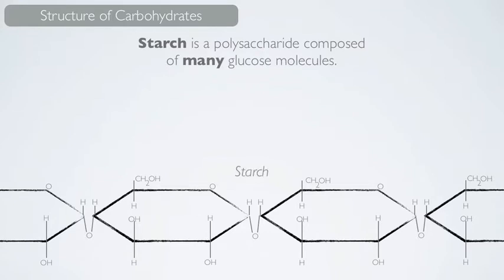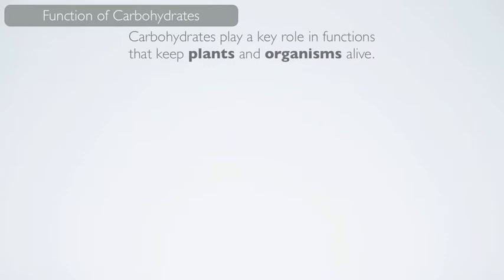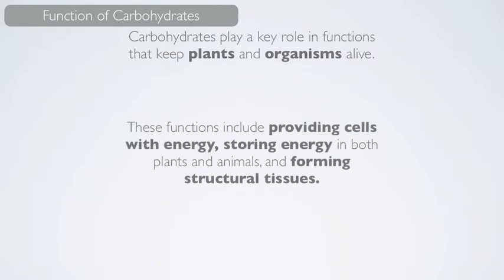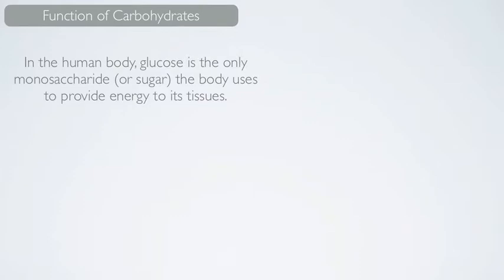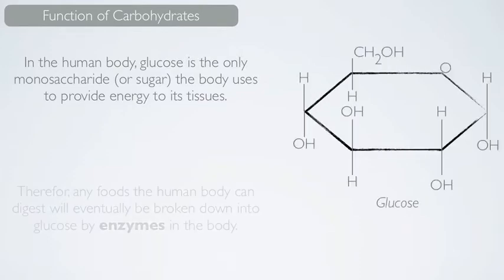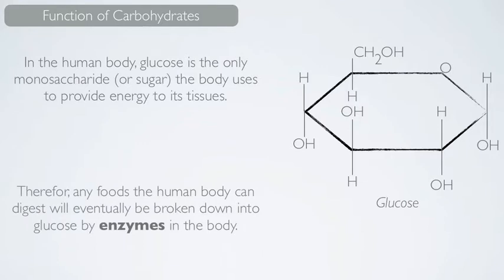Carbohydrates have very important functions that have to do with keeping plants and animals alive. These functions include providing cells with energy, storing energy in both plants and in animals, and helping to form structural tissues. In order for any type of food to be digestible by humans, it has to be a type of food that the body can break down into glucose.